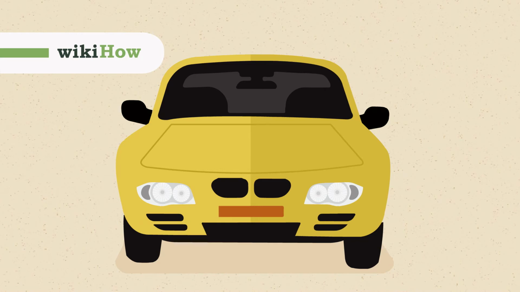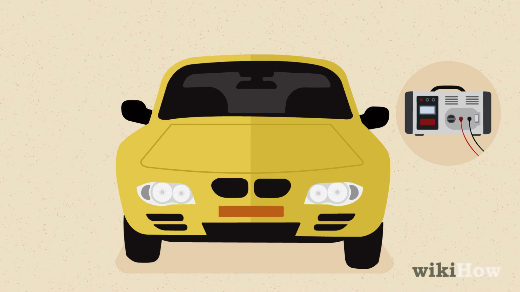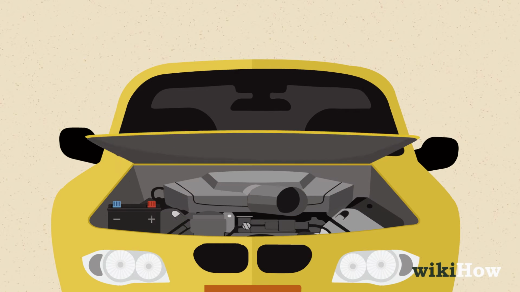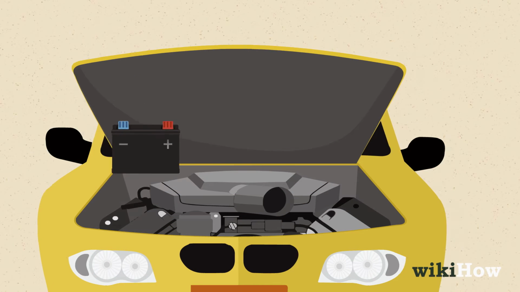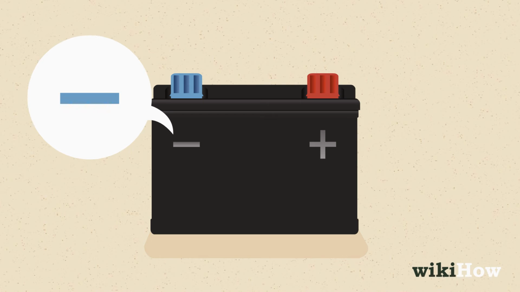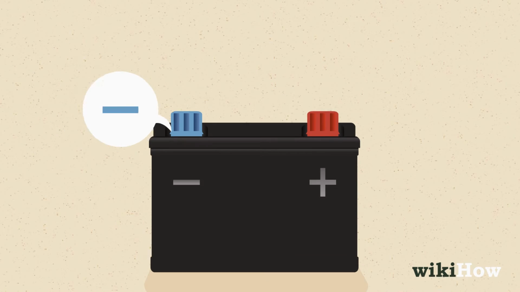If your car battery is dead, you can charge it using a car battery charger. Start by locating your car's battery under the hood or in the trunk. Look for the positive terminal, which will be marked with a plus sign, and the negative terminal, which will be marked with a minus sign.